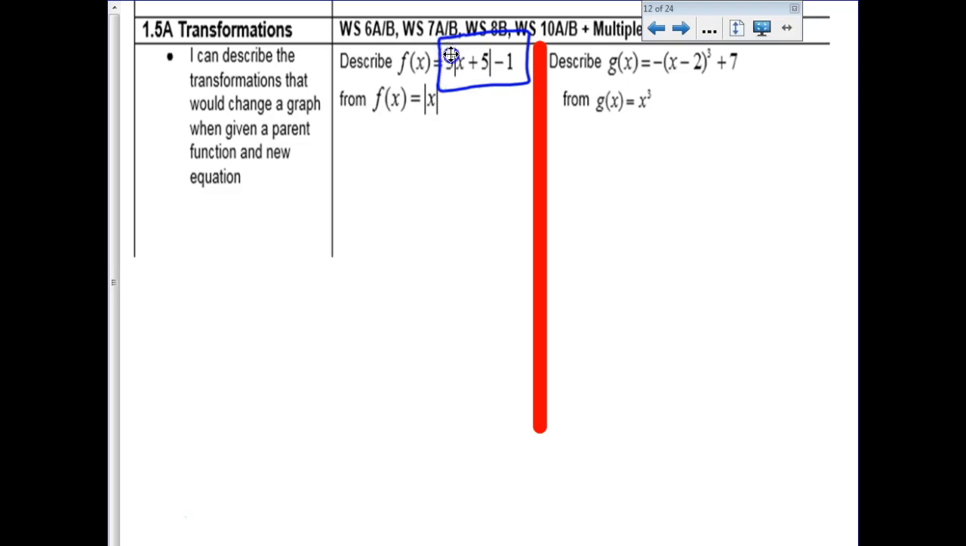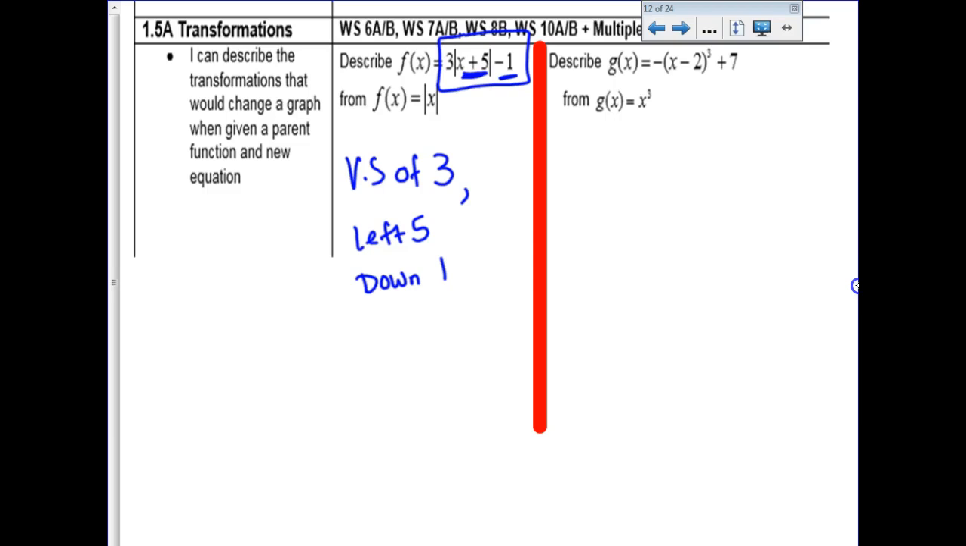So what would you call this 3? Give me some words that we associate with throwing a 3 in front of a function. A vertical stretch of 3. Very good. And then, what sort of transformation would be associated with having an x plus 5 in the body? That would be a left 5. Very good. And then finally, you have a negative 1 outside of the body, which means it's down 1. Very good.